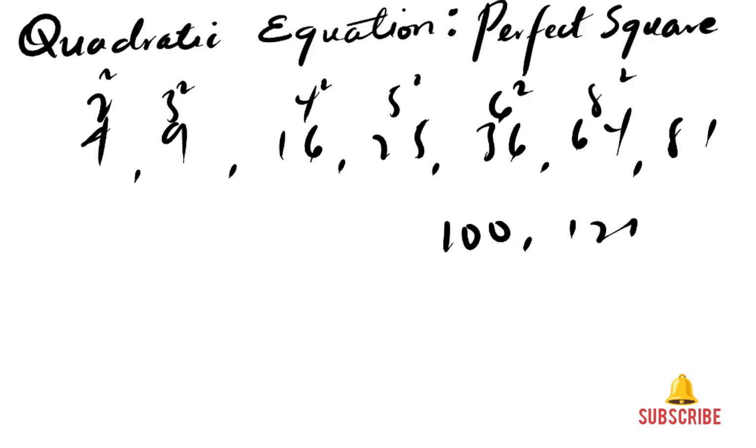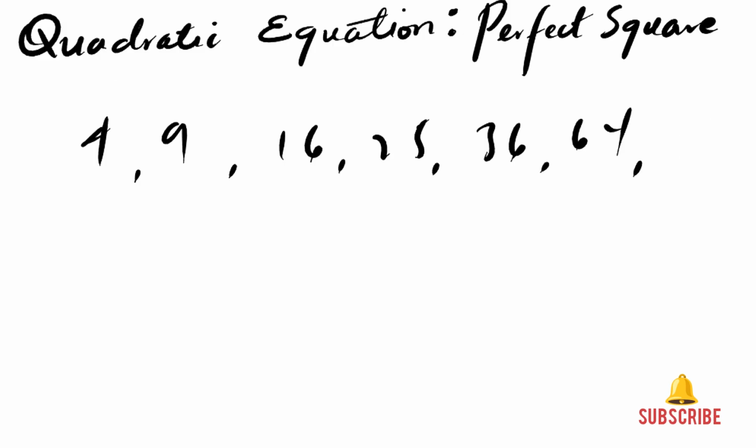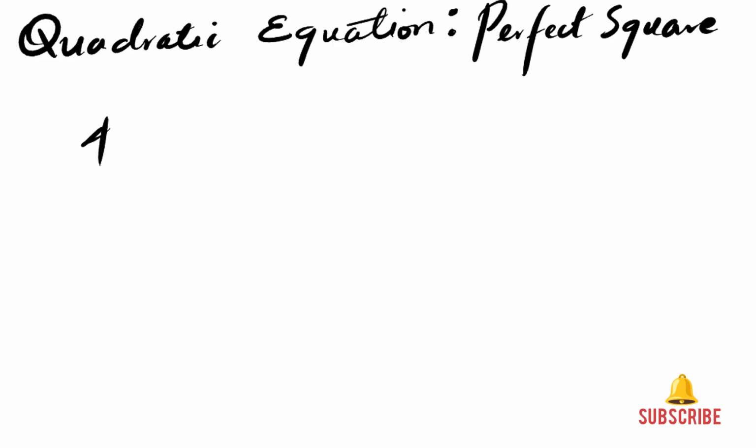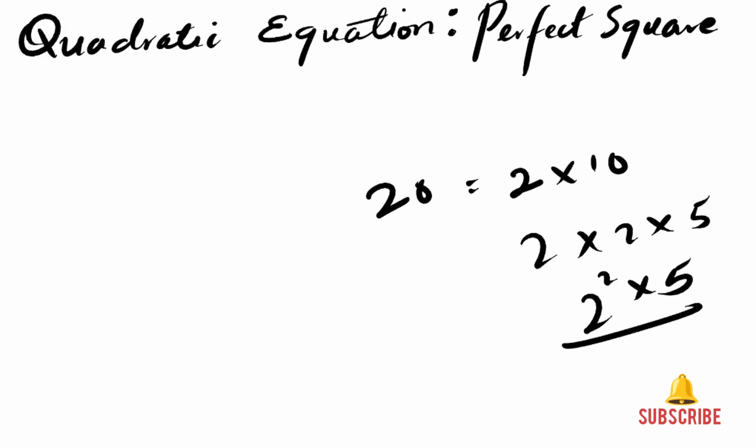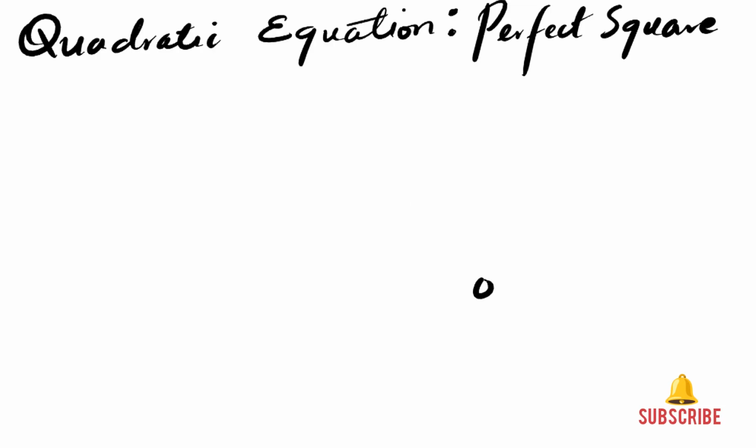Not all numbers can be written as a perfect square. If we have a number like 17, it cannot be. 20 cannot be written as something raised to power 2, except in short form, where 20 equals 2 times 10, then we break it down to 2 times 2 times 5. So this is not a perfect square. Let's look at how this relates to quadratic equations.